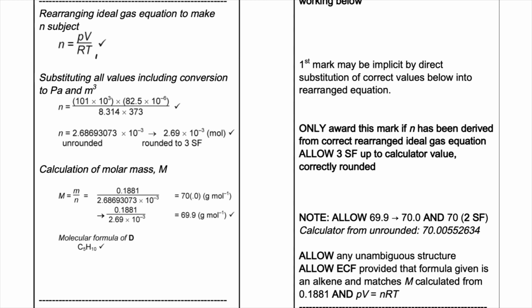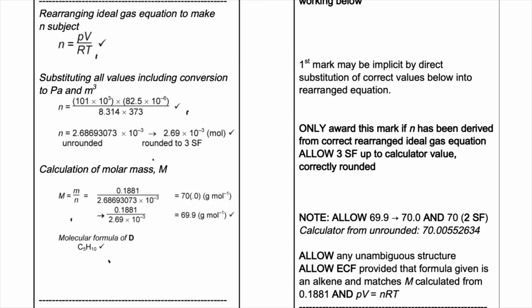So you've got 1 mark for rearranging the equation, 1 mark for substituting in the values, 1 mark for converting the units. The 4th mark here is for calculating the molar mass, or MR, and the 5th mark is for the correct formula being C5H10.